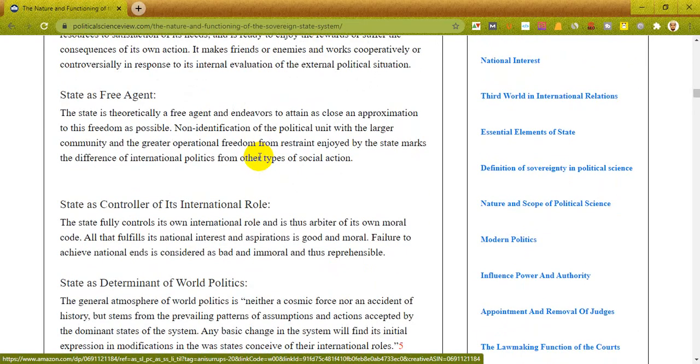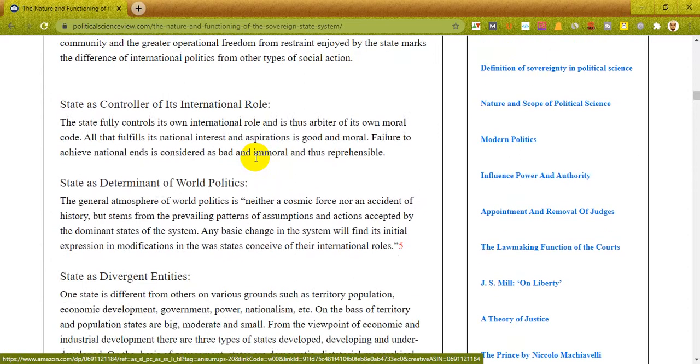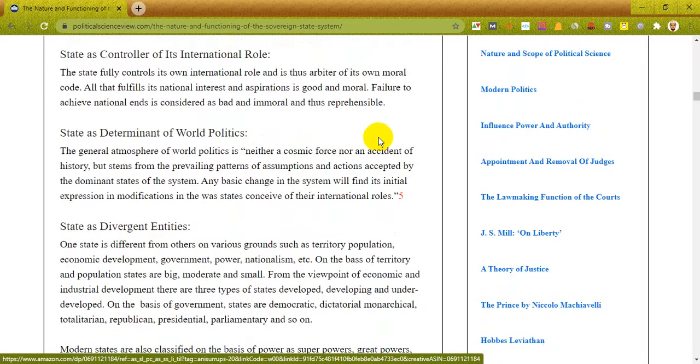State as controller of its international role. The state fully controls its own international role and is thus arbiter of its own moral code. All that fulfills its national interest and aspirations is good and moral. Failure to achieve national ends is considered as bad and immoral and thus reprehensible.